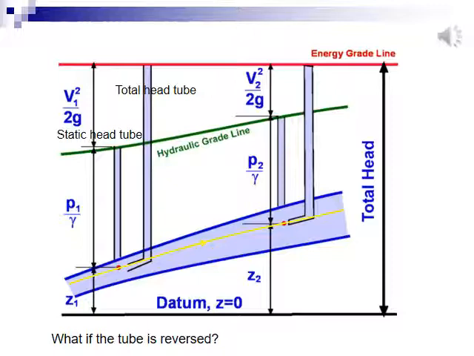Now, let's give a summary. Streamline, piezometric head line, and total head line. These three lines can show us level head Z, pressure head p over gamma, and velocity head V squared over 2g with respect to a certain datum.